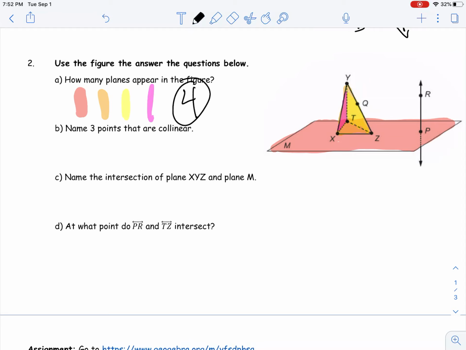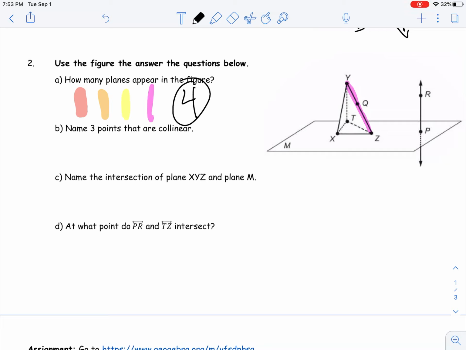Name 3 points that are collinear. So I need 3 points on the same line. Let's see. There's only one case of this that I can tell. I'm actually going to erase all that so that I can highlight again. This line right here is the only one that I can tell that has 3 points on it. Maybe I'm wrong. You'll have to correct me if I'm wrong, but I think that's the only line.